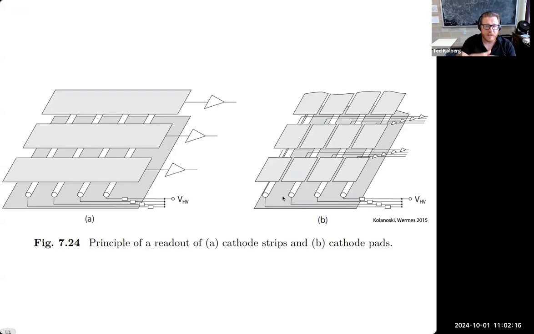But the cathode maybe is sitting on top of a printed circuit board or something where it's relatively straightforward to segment it into pads. And then you can get a lot more spatial information out of a single layer by segmenting the cathode. Another thing that you can do is instead of having cathode planes, you can have a second set of wires, which are the cathode wires.